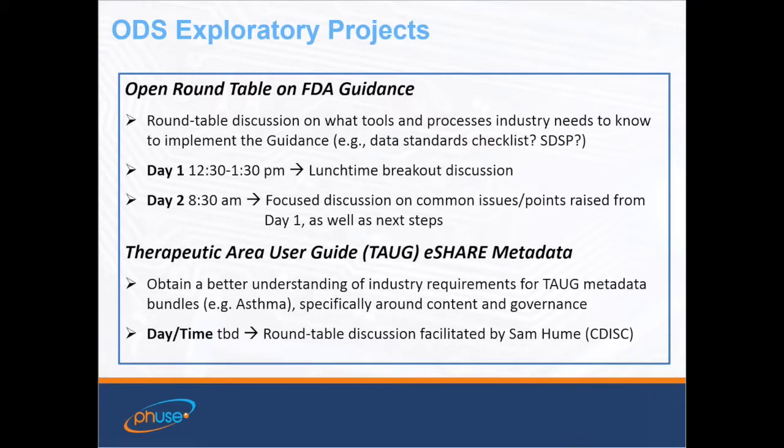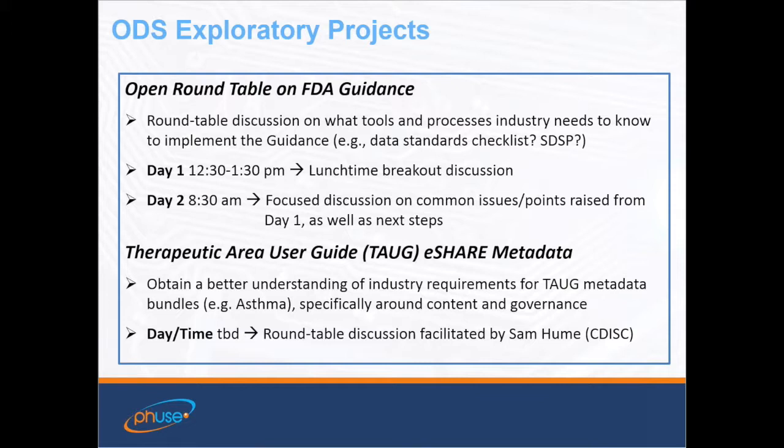So in addition to these 3 projects, we have some exploratory projects, as Chris mentioned, that we want to start at the conference. So the first is around an open roundtable on the FDA guidance. As Chris mentioned, the guidance came out on December 17th by FDA, the parent guidance and the individual guidance. And so what we want to do is have a roundtable discussion during that lunchtime breakout on what tools and processes industry needs to know in order to best implement the guidance.